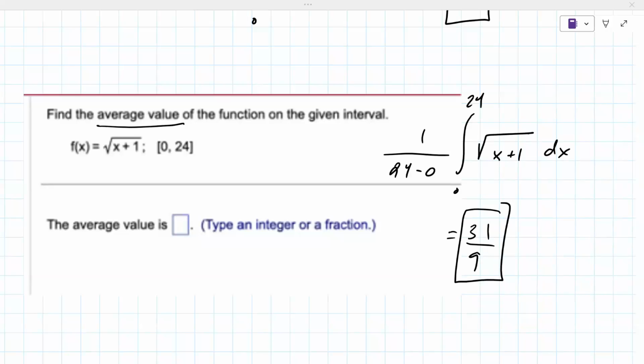Is that good for today or more? Okay. All right, we'll go ahead and stop here.